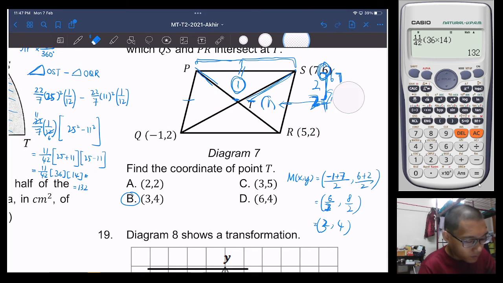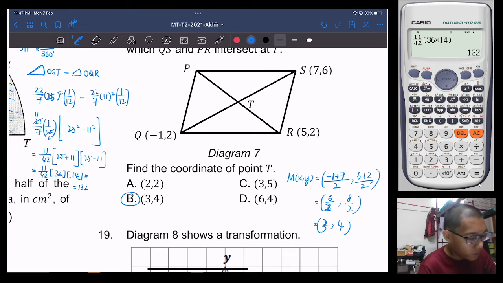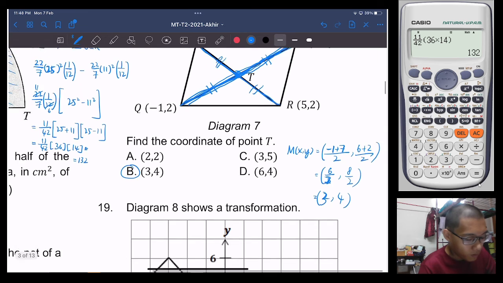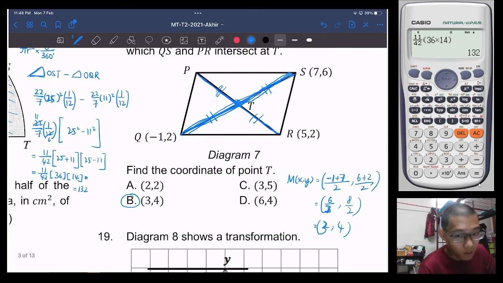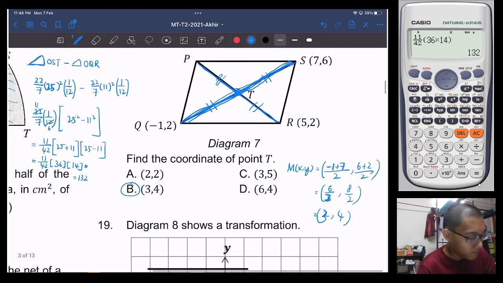So the concept is, since this is parallelogram PQRS, we have diagonals here, and the property of a parallelogram is that the diagonals bisect each other. It will count like this, bisecting each other. So that's why we have a midpoint T. So we can use the midpoint formula to find the answer.